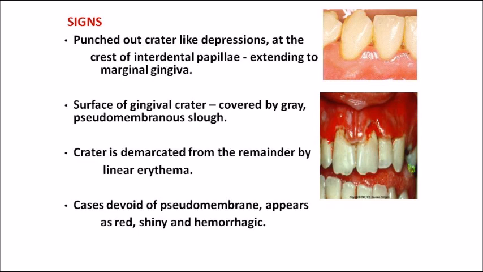Because of the necrosis, there is pseudomembrane formation, and it will be covered by this pseudomembranous slough. And this crater is demarcated from the remainder. The interdental papilla's crest and the marginal gingiva are involved, and it is demarcated from the remaining unaffected tissue by a linear erythema. You can see a clear demarcation. But there are cases devoid of pseudomembrane also. When the pseudomembrane has been removed, it appears as a red, shiny and hemorrhagic area. It will be red in color, shiny, and it bleeds.